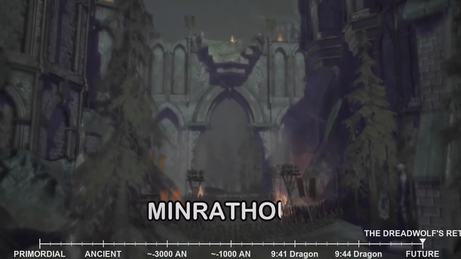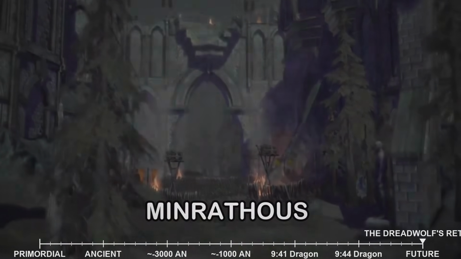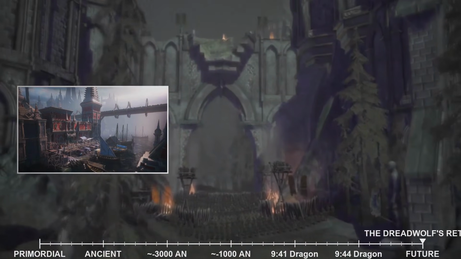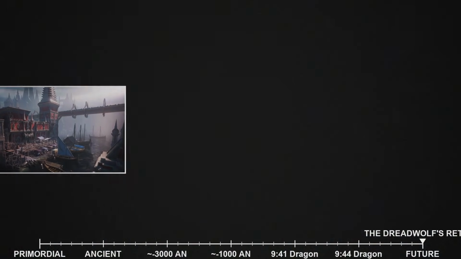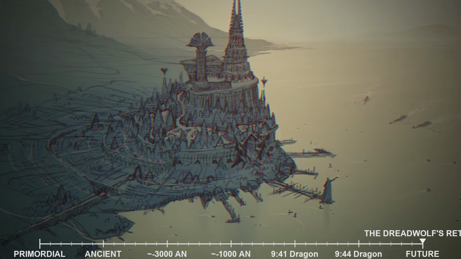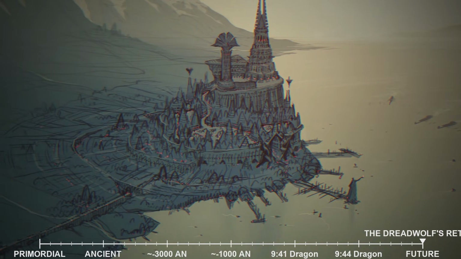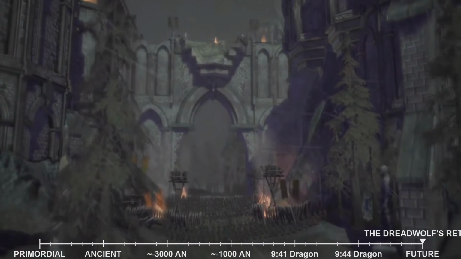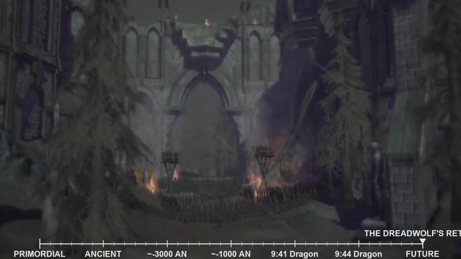Minrath House, the aforementioned capital of Tevinter, is confirmed as a major location, promising a sprawling urban environment unlike anything seen in previous Dragon Age games. This ancient city, built upon layers of history and magical power, will serve as a crucial hub for the protagonist's adventures. Its towering spires, bustling markets, hidden cults, and political intrigue will provide a vibrant backdrop for the unfolding narrative.